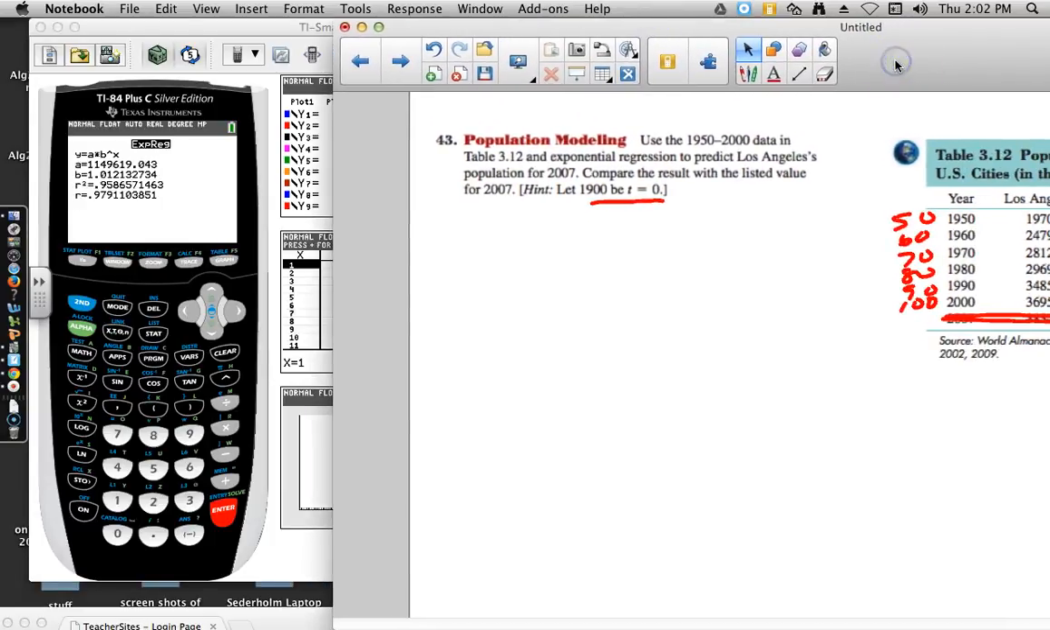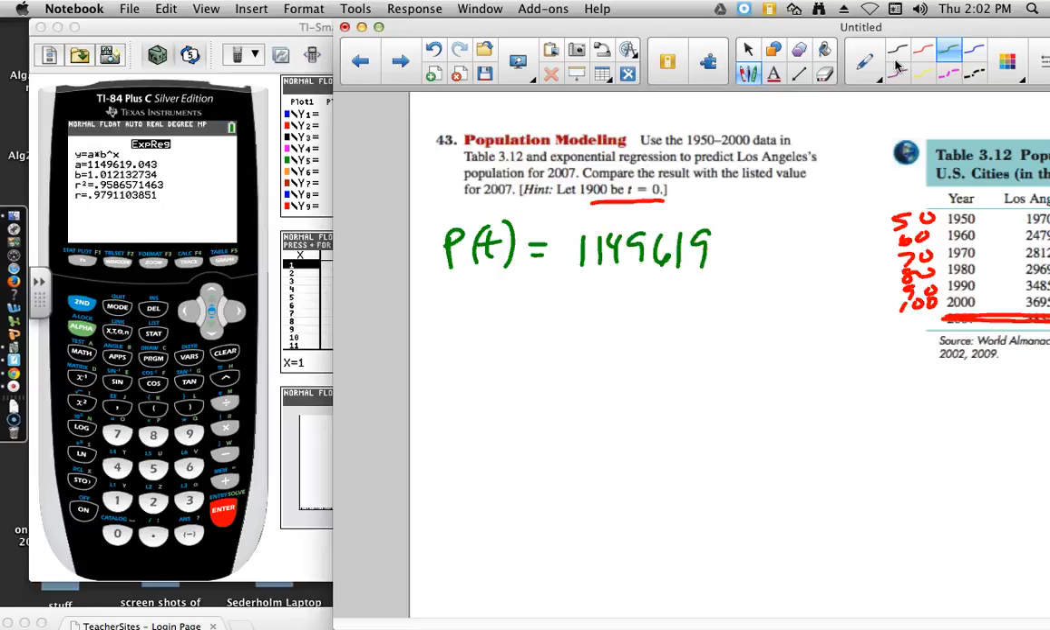So our model for this regression, we'll use P of t for Los Angeles, is going to be 114961.043 times 1.012 to the t power. Then it says, okay, now use your model to figure out what you would get for 2007, which would be taking 107 and putting it in for t.